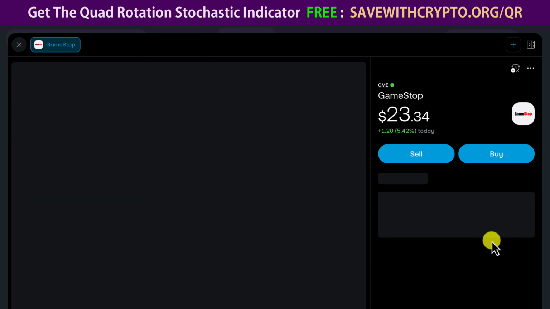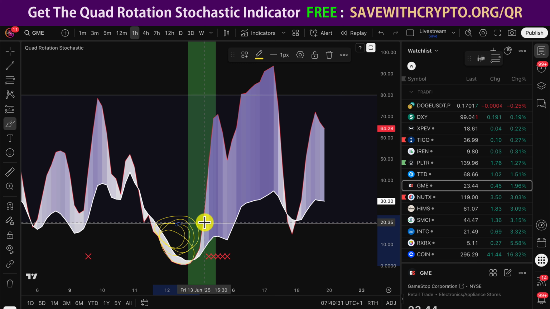But never mind. The point is, how well did this quad rotation stochastic indicator behave? Because this is what we're noticing now. If I just expand that. What we're noticing here is when you get this space here, that space there, when this band comes down below the 20% line on the 1-hour time frame, that seems to be a really good signal that that is a bottom.